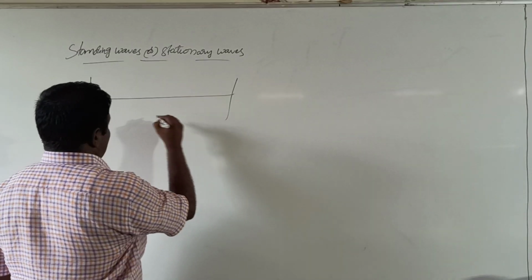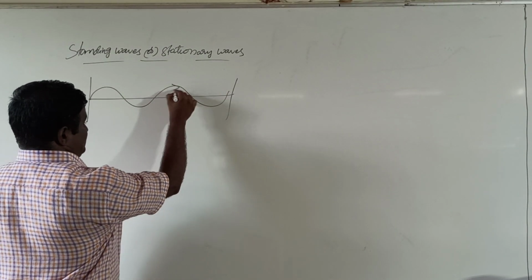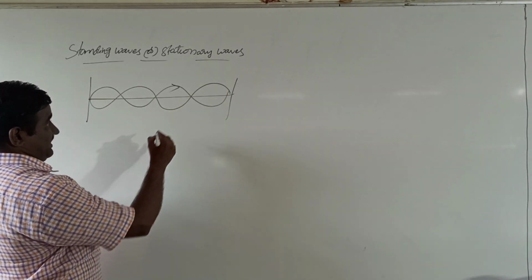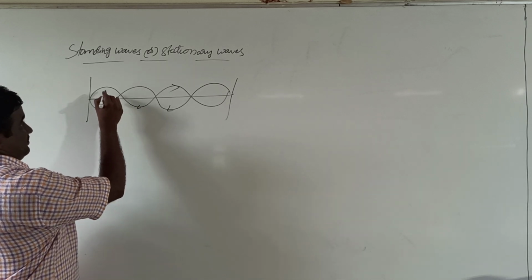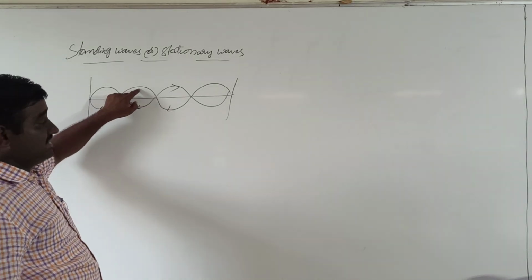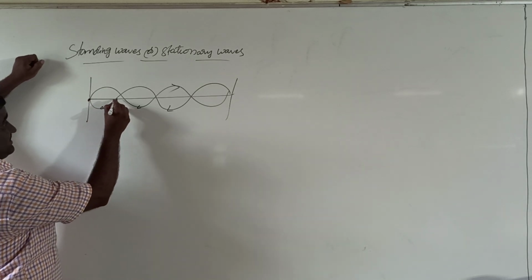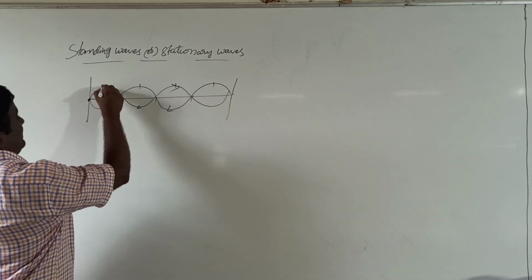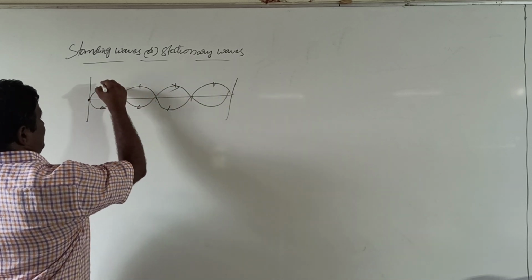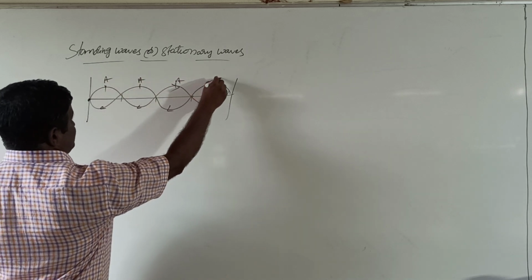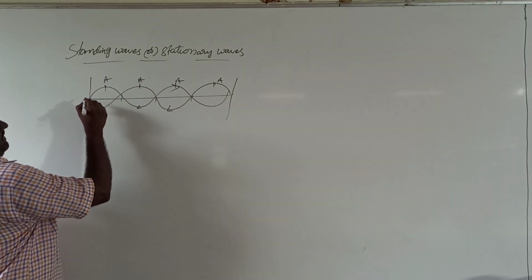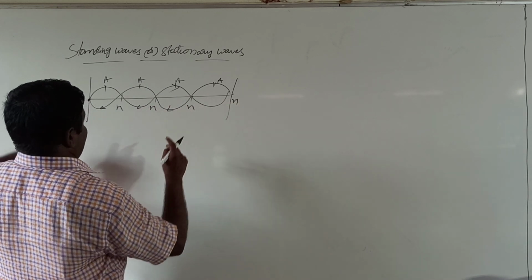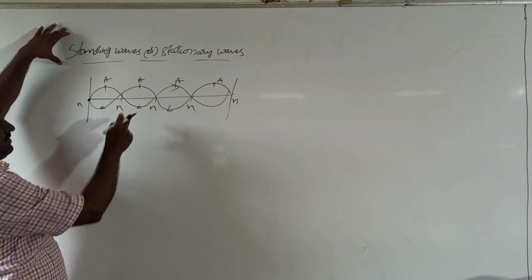Suppose one progressive wave is traveling like this, and another progressive wave is traveling like this. In this case, both waves are superposed with each other. At certain points, the amplitude becomes minima. At certain points, the amplitude becomes maxima. The points at which amplitude becomes maxima are called antinodes. The points at which the amplitude becomes minima are called nodes. So in a stationary wave pattern, alternating nodes and antinodes are formed.